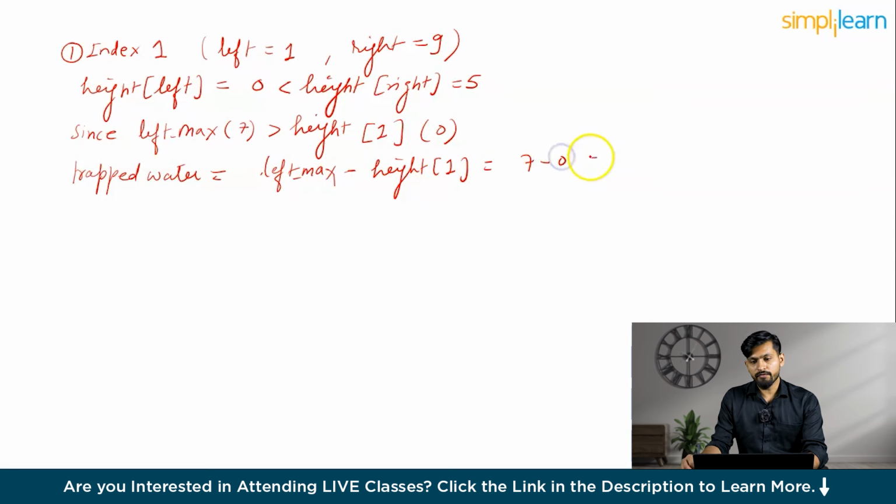So at first we calculated this. Now what is the total trapped water? We can give this variable, trapped, and it is basically equal to 7 units. Now we are going to move left to index 2.